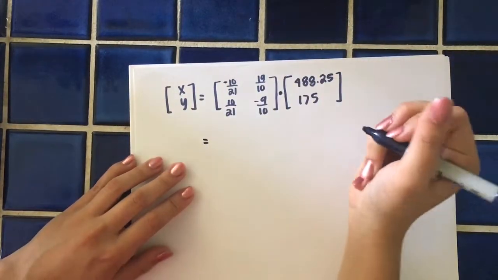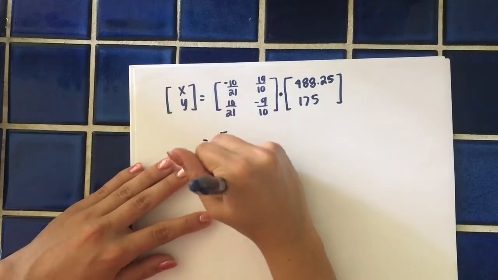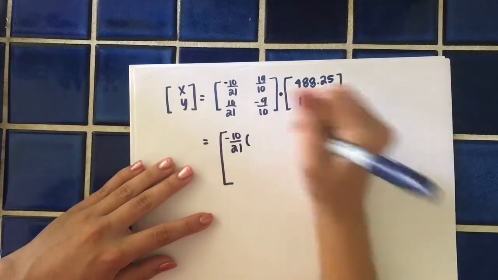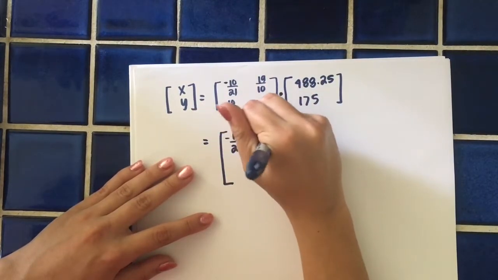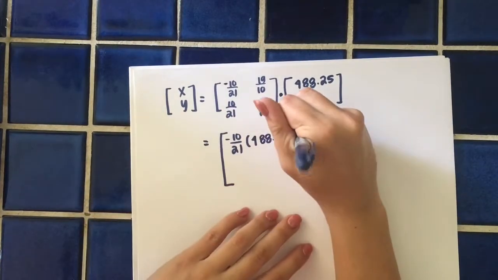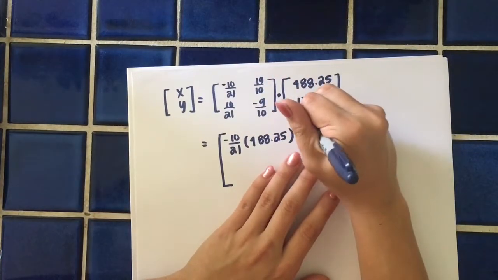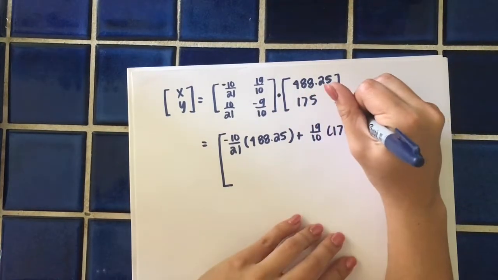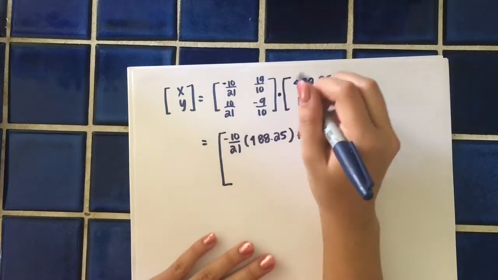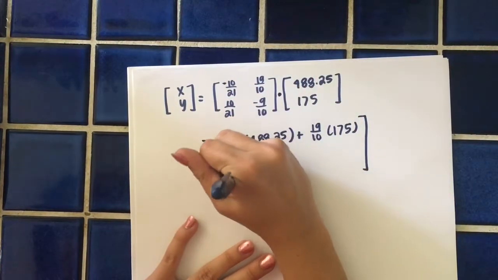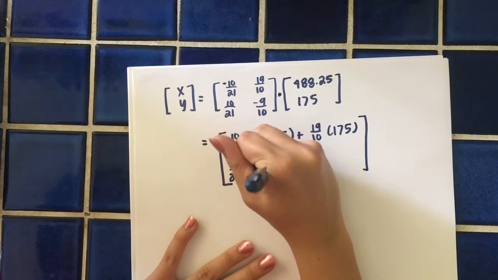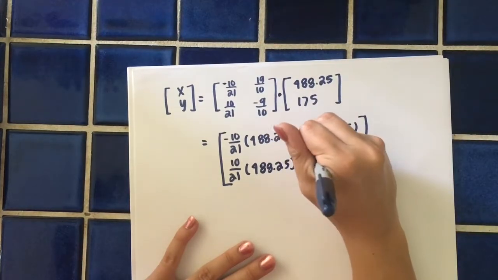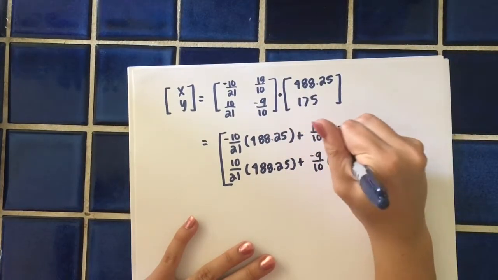So we always go row times column. So it's -10 over 21 times 488.25 plus row times column 19 over 10 times 175. And so the second one is going to be row times column, so it's going to be 10 over 21 times 488.25 plus -9 over 10 times 175.